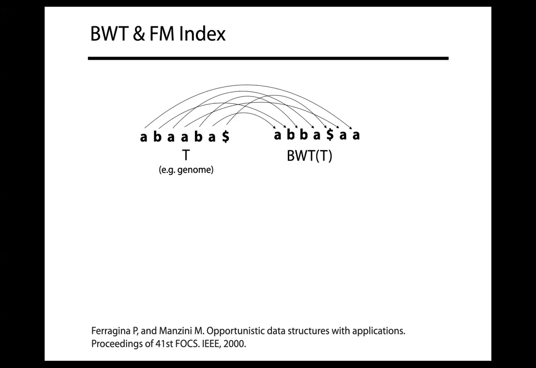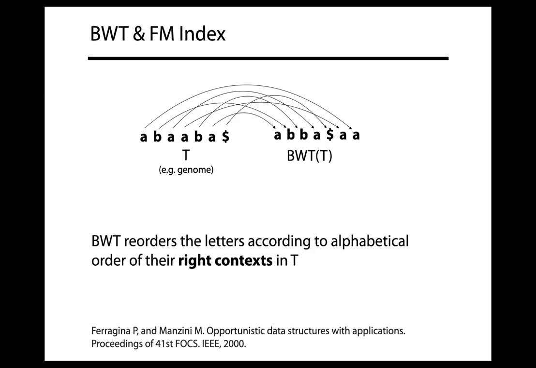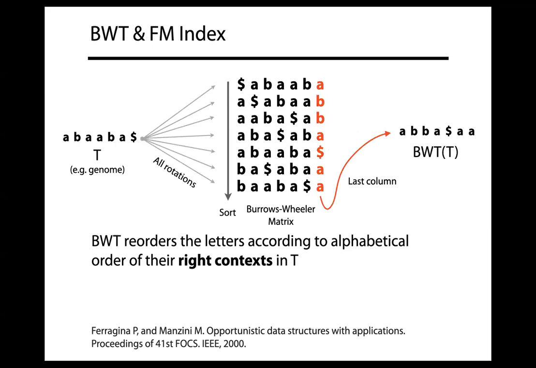So the BWT is an index that takes the letters of our text genome, say, or pan-genome, and puts them in a new order, a special order. It's in some sense the best possible order if what you want to do later is look for substrings inside that text T. Another way it's often pictured is like this, where you take the text, you enumerate all its cyclic rotations, you sort them, you take the last column. That's another way of saying what the Burrows-Wheeler transform is.